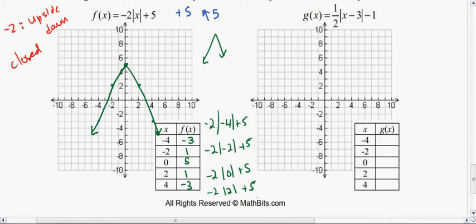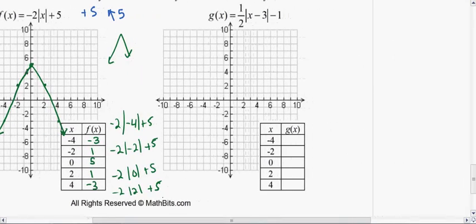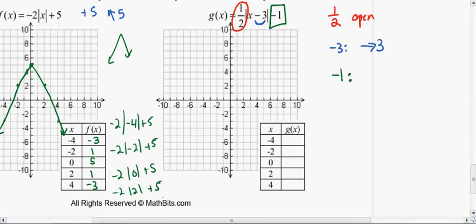All right, let's look at the last one here. 1/2 times the absolute value of x minus 3, minus 1. So we have 3 different transformations that have happened here. The 1/2 is going to open the graph. This transformation here, subtracting 3 from the x, means I'm going to shift to the right 3. And the last one, subtracting 1, means that I'm going to be moving the graph down 1 unit.